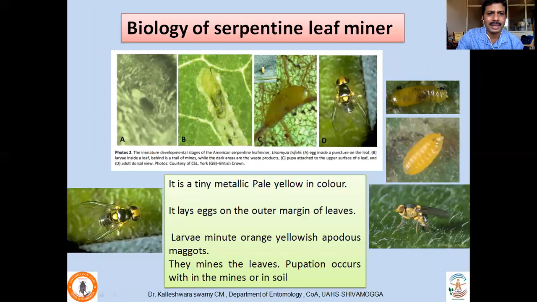Usually the adult, which is metallic pale yellow in color, lays the eggs at the leaf margin, and the hatched maggot starts moving between the leaf lamina, and as a result the mining occurs and whitish patches appear. Pupation occurs on the leaf surface itself, and sometimes with the fall, the pupation may also occur in the soil. The pupa is barrel type, you can see here. A very small fly, a very common fly.